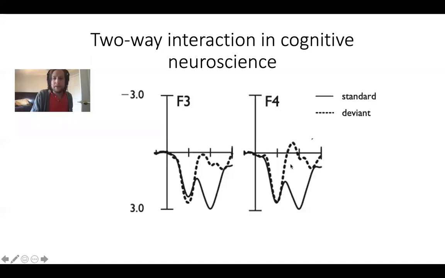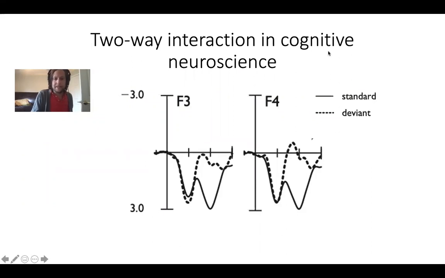Basically, the difference between the standard and deviant in the right hemisphere is very big. So this is a big difference right here. Whereas the difference between these two waves in the left hemisphere is relatively small. So a big difference between these waves right here, a relatively smaller difference between these waves right here. This is the two-way interaction that was found in this study.